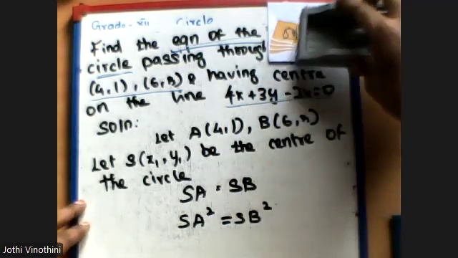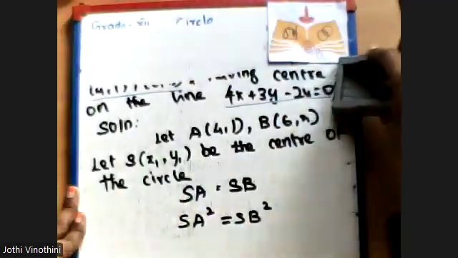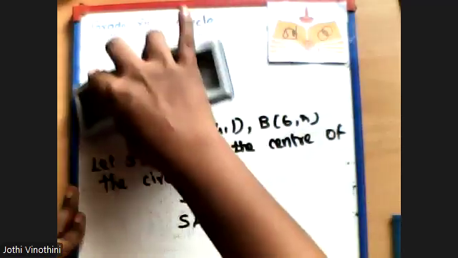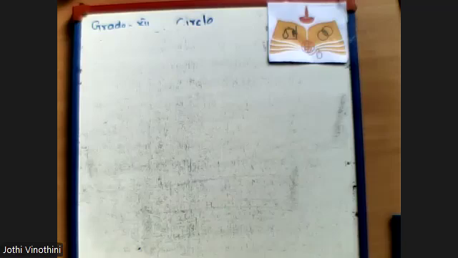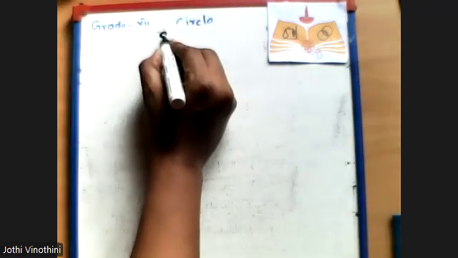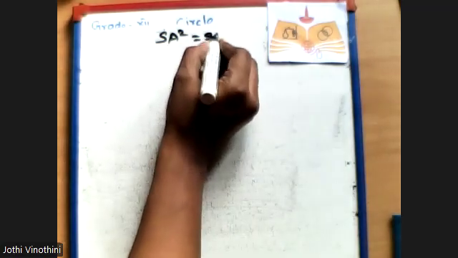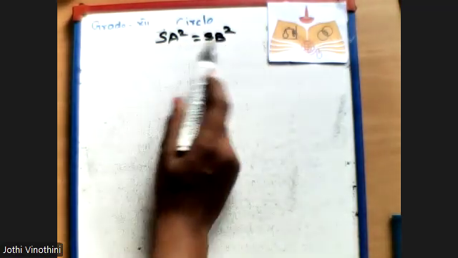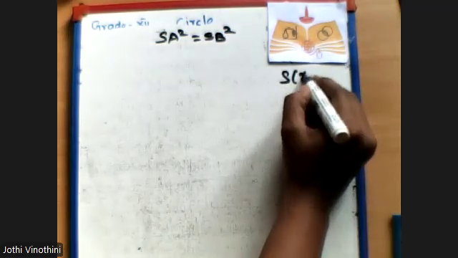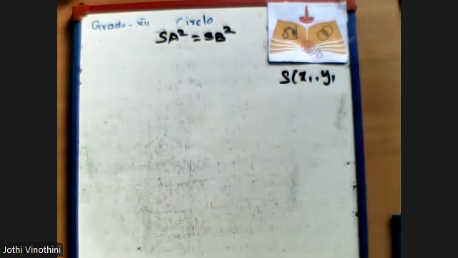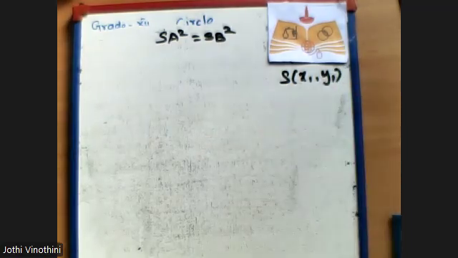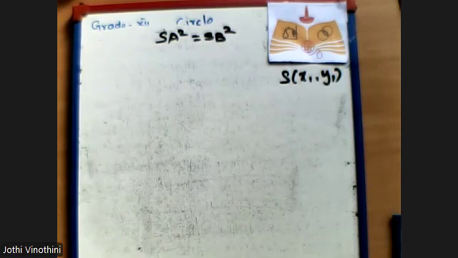I hope you all copied this. So what we have now is SA squared equals SB squared. To solve this, we have to find SA and SB. So what is S? x1, y1. Clear? I'm going to give one more minute so that you can solve this by yourself and we can check it out. Try to solve this.